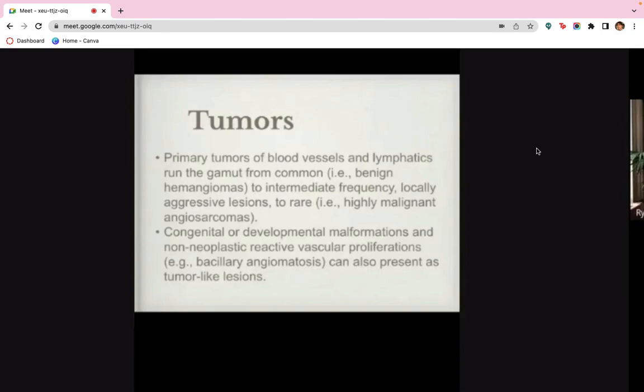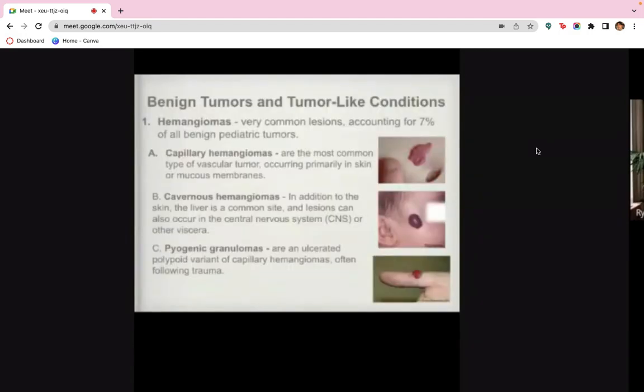Okay, so your primary tumors of blood vessels and lymphatics run the gamut from common benign hemangiomas to intermediate or frequently locally aggressive lesions to rare malignant ones such as your angiosarcoma. So your congenital or developmental malformations and non-neoplastic reactive vascular proliferations, an example will be your bacillary angiomatosis, can also present as tumor-like lesions. So these are your benign tumors and tumor-like conditions.